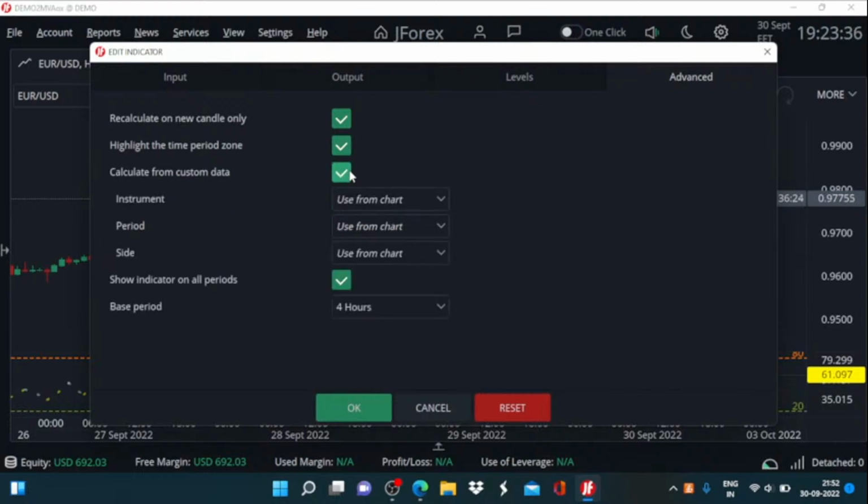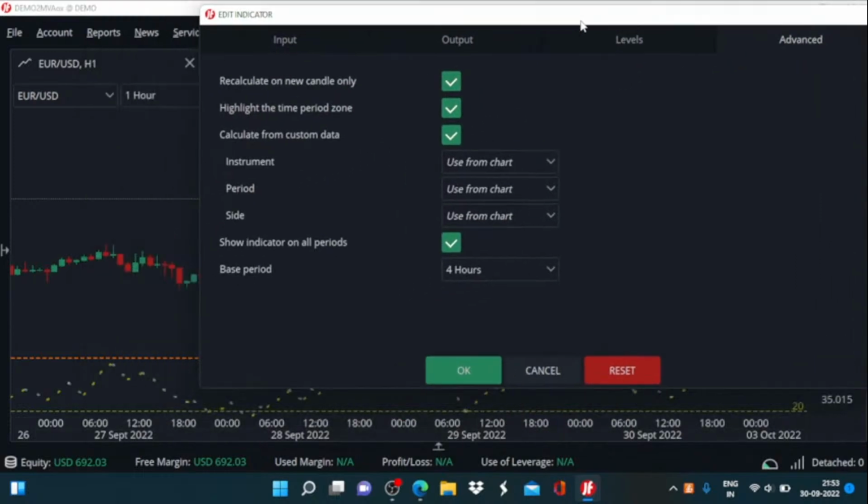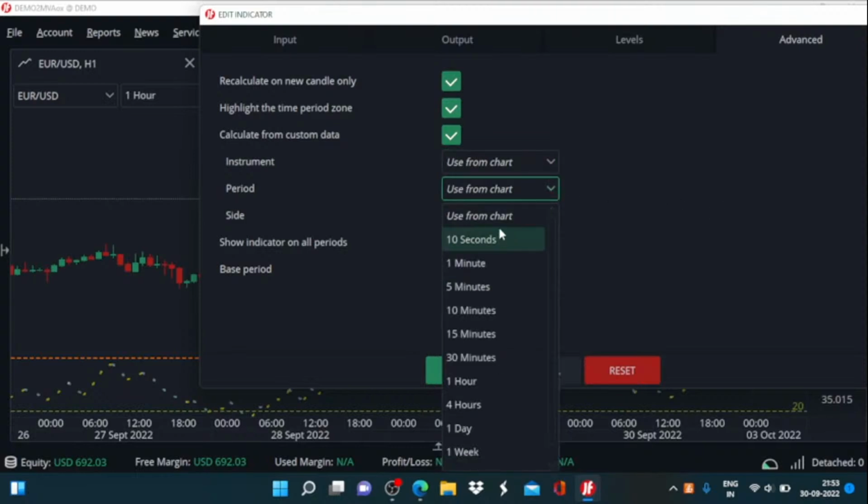Calculate from custom data. If you want to customize the calculation further, you can go for the instrument from the chart, or you can specify the instrument as per your requirement. Same applies for the candle period. You can simply use it from the chart.